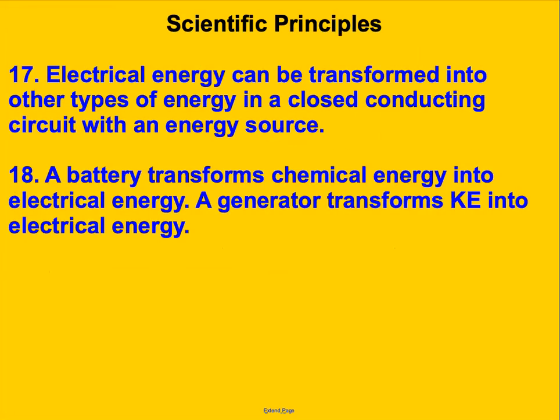And then if you don't already have these scientific principles, make sure you add these. I believe they were also in 9.2. Electrical energy can be transformed into other types of energy in a closed conducting circuit with an energy source. A battery simply transforms chemical energy into electrical energy. And a generator transforms kinetic energy into electrical energy.